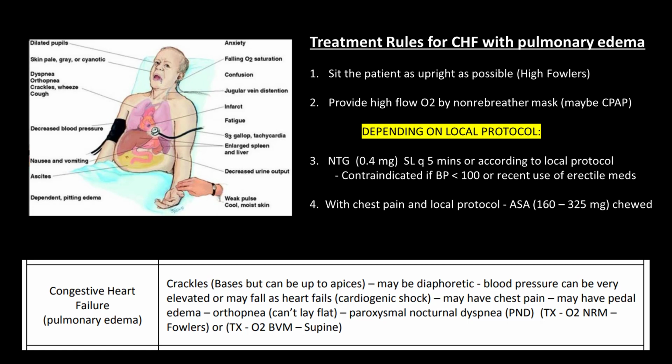Depending upon local protocol, you may be able to administer nitroglycerin, 0.4 milligrams sublingually every 5 minutes, or according to the frequency determined by your local protocol. Remember, it's still contraindicated if the blood pressure is less than 100 or if there's been recent use of erectile dysfunction medication. Finally, if the patient has had chest pain and it's approved by local protocol, you may also administer aspirin 160 to 325 milligrams chewed.